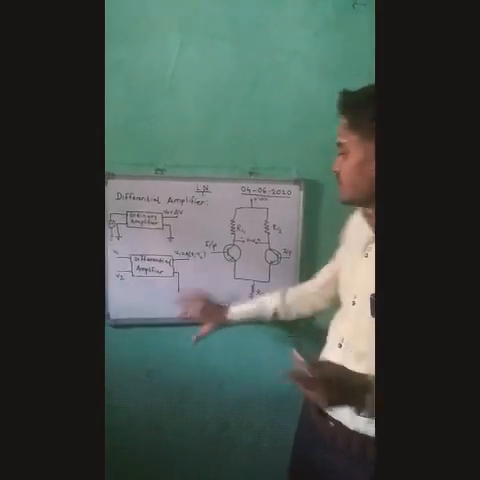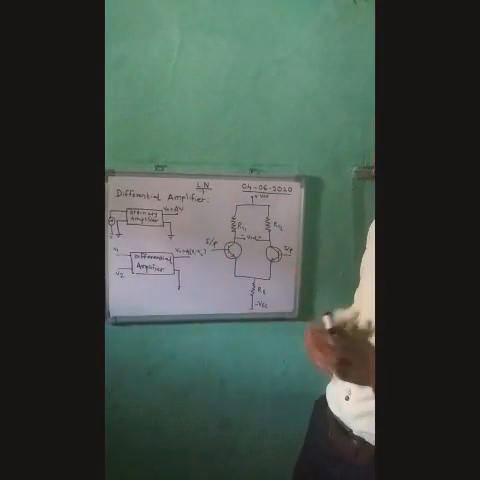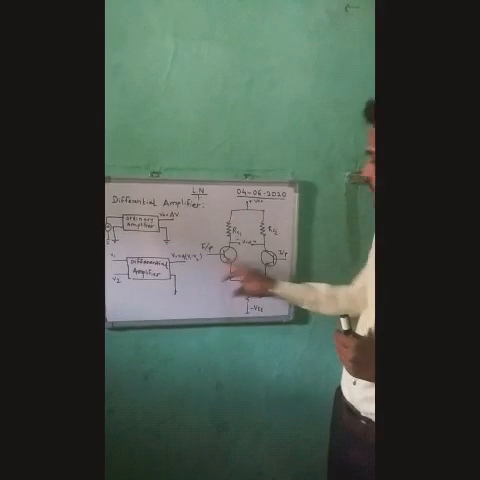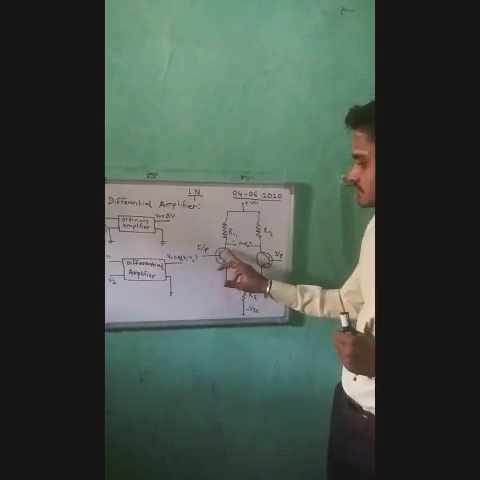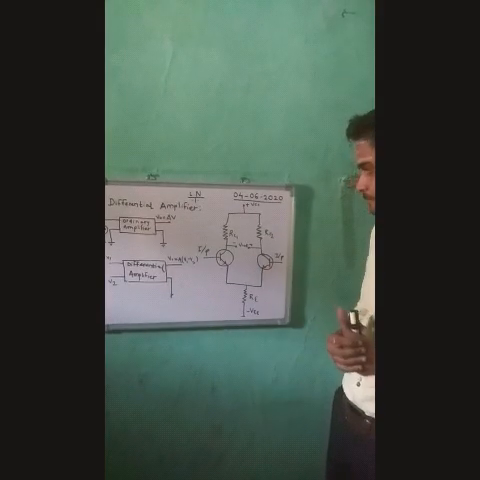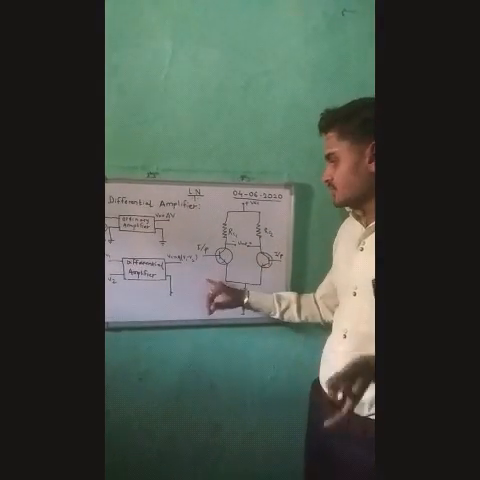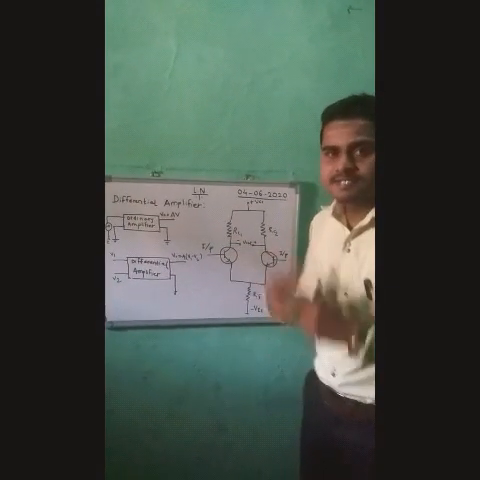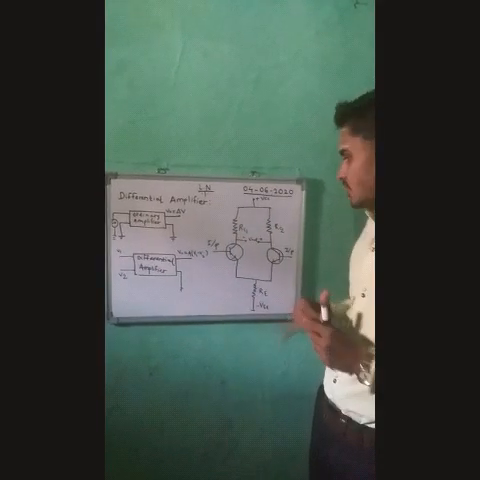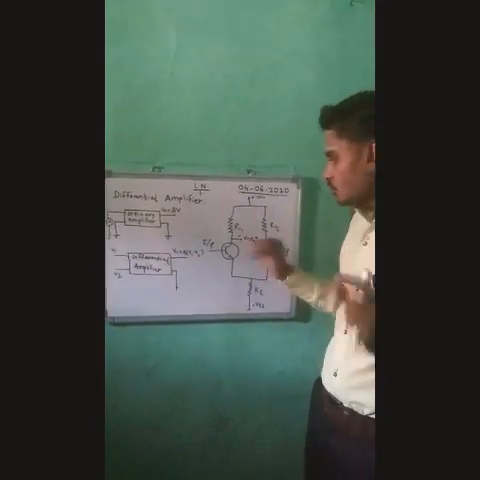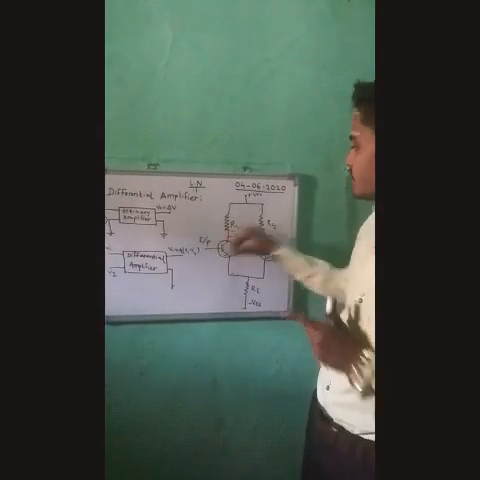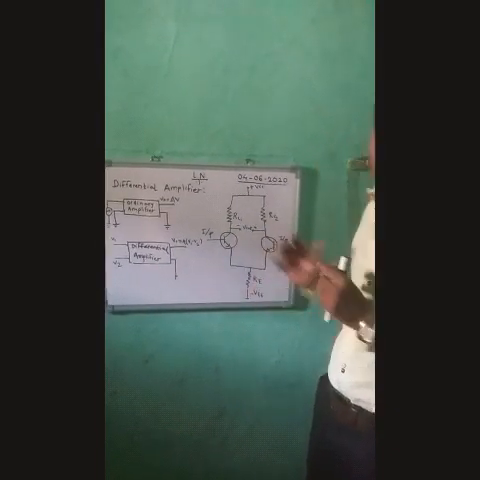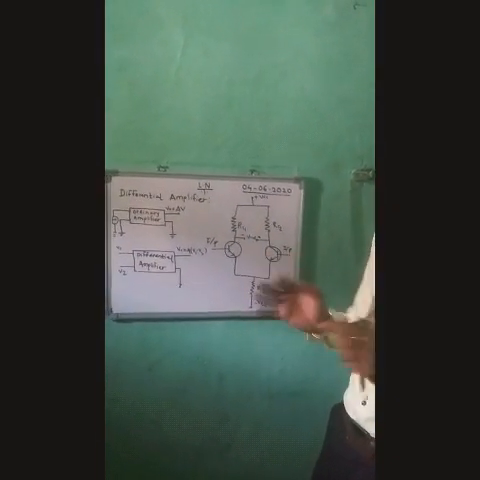Now we have to see the structure of the differential amplifier. In this structure, two transistors are used. This transistor is an NPN transistor. At both transistors, the input signal is applied to the base, and the output is seen at both of the collectors of the transistors. RC1 and RC2 are the collector resistances of the transistors, and Re is the emitter resistor. It is common for both the transistors.